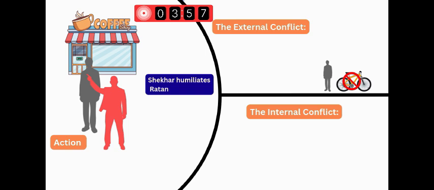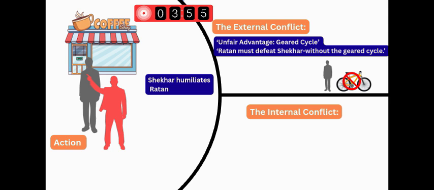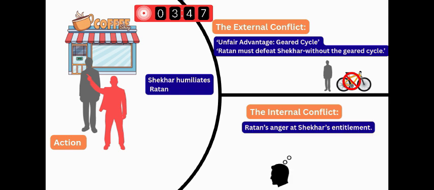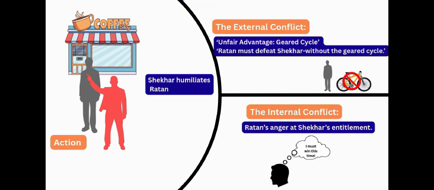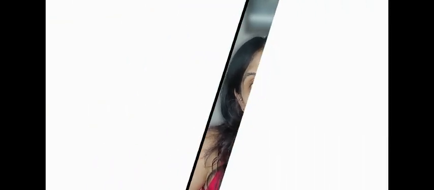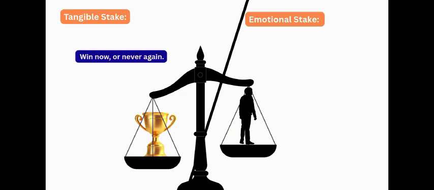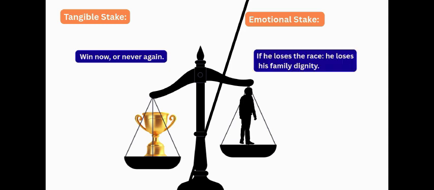The conflict now, the external conflict comes from the fact that Ratan must win this race irrespective of the cycle that he has. The internal conflict is what Ratan experiences within. That is a sense of anger against the entitlement that Shekhar carries, because Shekhar feels that he's entitled to win just because of his privileged upbringing. Now, what about the stakes? Now, the stakes are dual. One is tangible. The tangible is Ratan must win the trophy or else he loses his chance to win the race. But the emotional stake is that if he loses the race, he also loses his dignity thereafter.